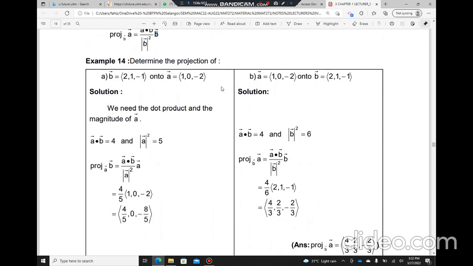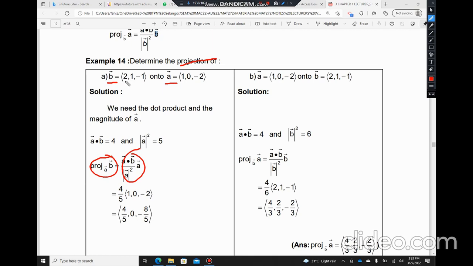If this is not very clear, we can look at an example. Let's look at example 14. Determine the projection of B onto A. Vector B and vector A are given, and we need the dot product and the magnitude of A. So this one is B onto A. We find it first based on this formula. We use the formula, so we need to find the dot product A dot B.